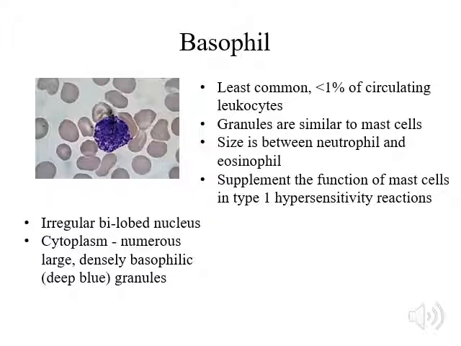And lastly, we have the basophil. The basophil is the least common circulating white blood cell, represents less than 1% of the circulation. Its granules are quite comparable to the mast cell. Its size is somewhere between a neutrophil and an eosinophil. And the true purpose of basophil is not quite known, but it's suspected that it supplements the function of mast cells in type 1 hypersensitivity reactions. Basophils will have an irregular bilobed nucleus, and its cytoplasm will be full of quite large, densely basophilic, so deep blue-purple granules. It is very unlikely as we look at blood smears in our laboratory component that we will find a basophil.